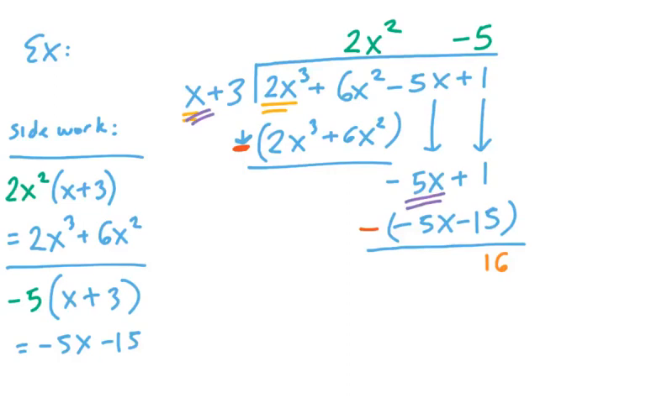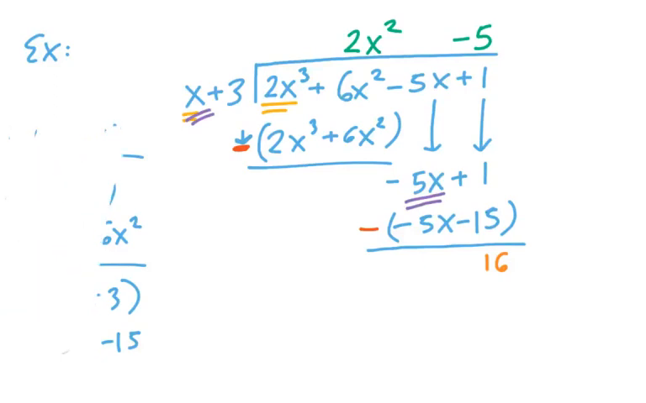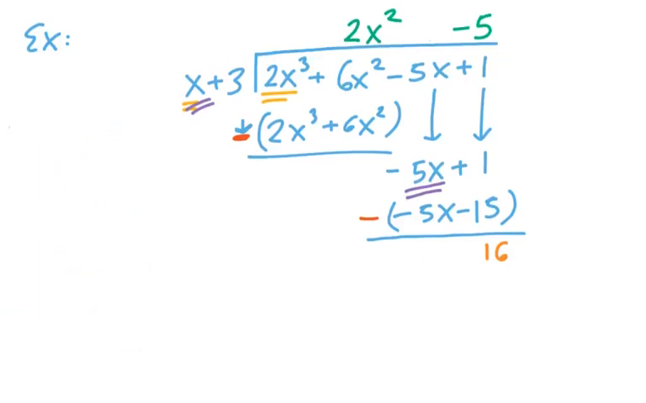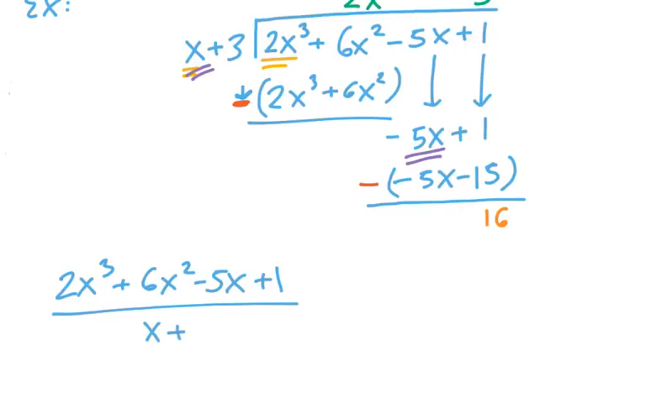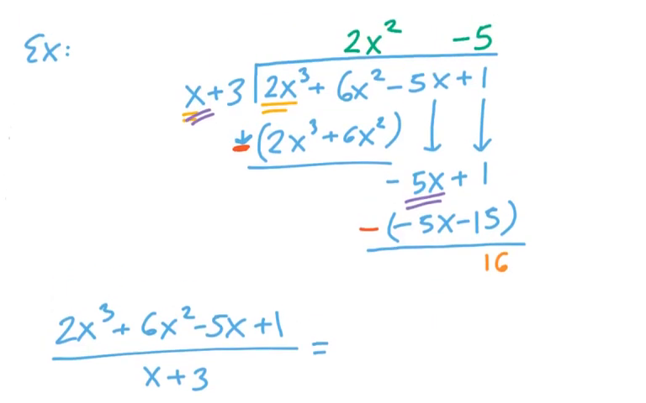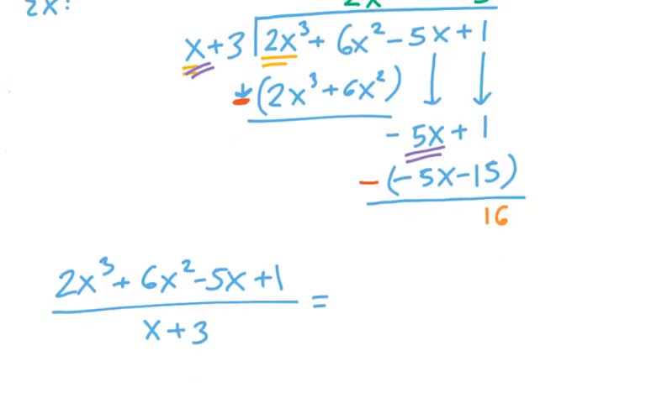Whew. So to write our answer in full form, we have all the work to support our answer. I'm going to clear out a little bit of space and write out our final answer here. I can say that 2x cubed plus 6x squared minus 5x plus 1 divided by x plus 3 is equal to, and this is where we put the 2x squared minus 5. Let me scroll up a little so you can see that, the 2x squared minus 5 in green. That's the big part from up above.